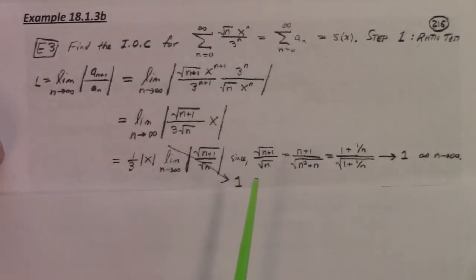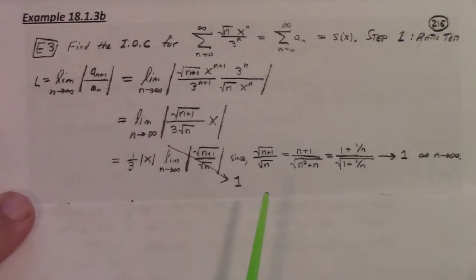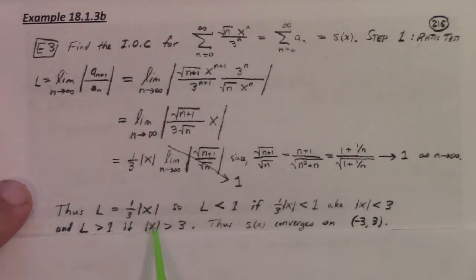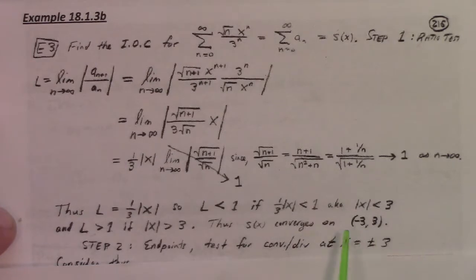So I pull the absolute value of x out, because it's got no n dependence, right? And then this, well, that limits to 1, right? And so L from the ratio test is 1/3 the absolute value of x, which means that L is going to be less than 1 if 1/3 the absolute value of x is less than 1, which is to say that the absolute value of x is less than 3. So that tells me that the series converges on minus 3 to 3, right? So minus 3 to 3 would be the open interval of convergence here.